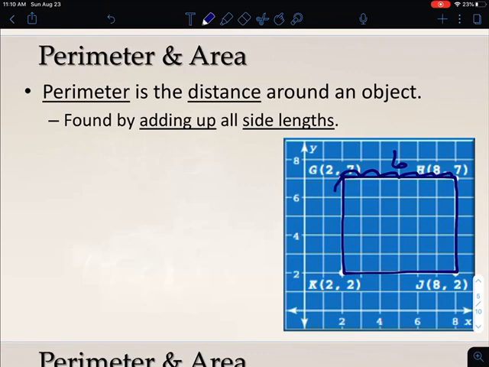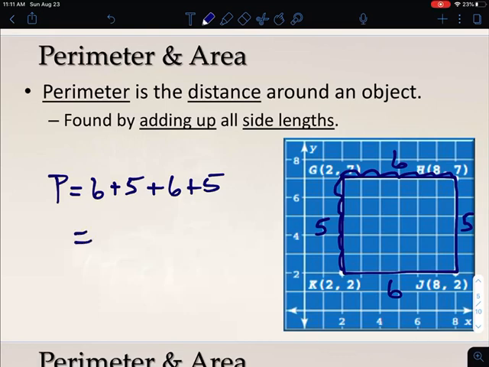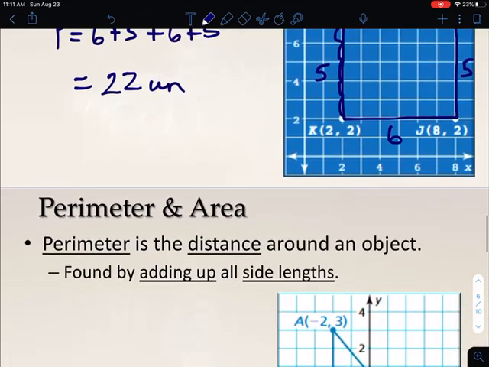So from G to K on the left side there, I can just count down. So 1, 2, 3, 4, 5. And I can do that all the way around the figure, so then this bottom would be 6 units long and the right side would be 5 units long. Once I know how long each of the sides are, my perimeter is just taking all those sides and adding them together. So we take the 2 6s plus the 2 5s, and if we add all that together, we end up with 22 units. Okay, so it's just adding up all the sides.